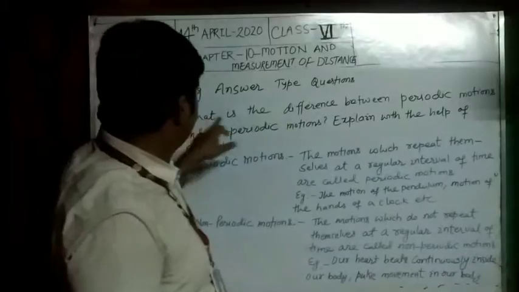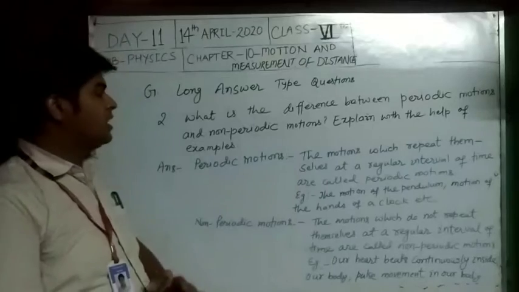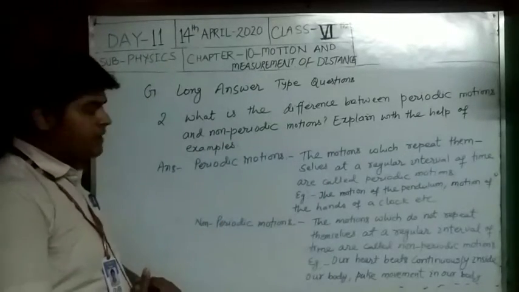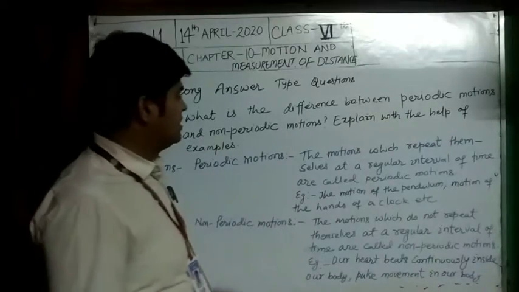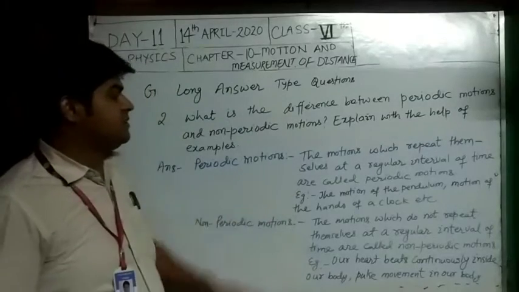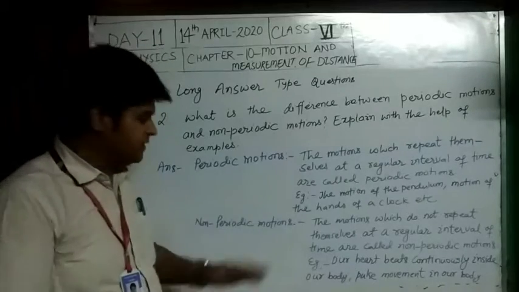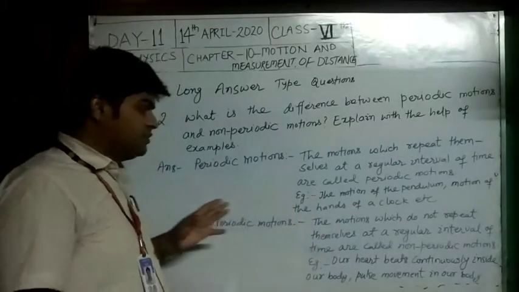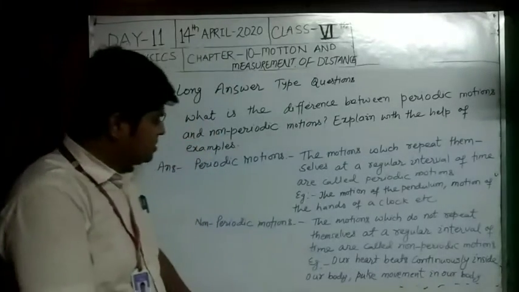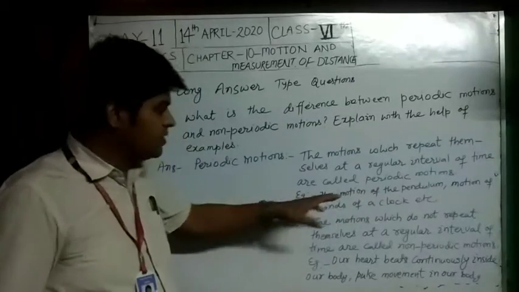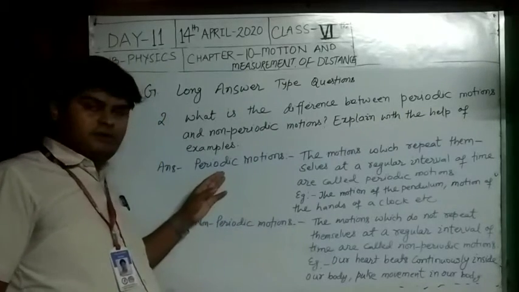Question number 2. What is the difference between periodic motion and non-periodic motion? Explain with the help of examples. Periodic motions are the motions which repeat themselves at a regular interval of time. For example, the motion of the pendulum moves continuously to and fro, so it is an example of periodic motion. Another example is the motion of the hands of a clock, which moves continuously, so it is also an example of periodic motion.